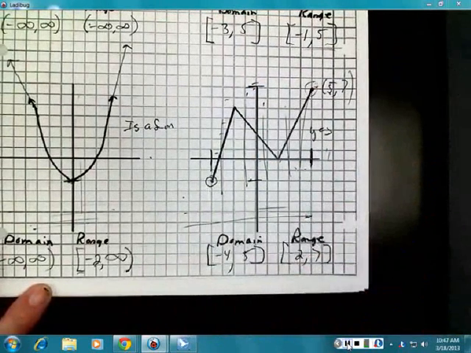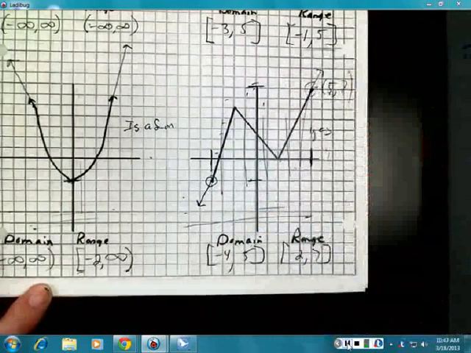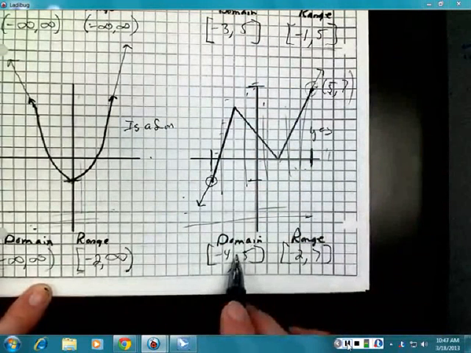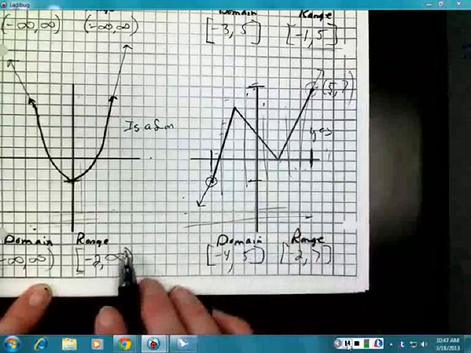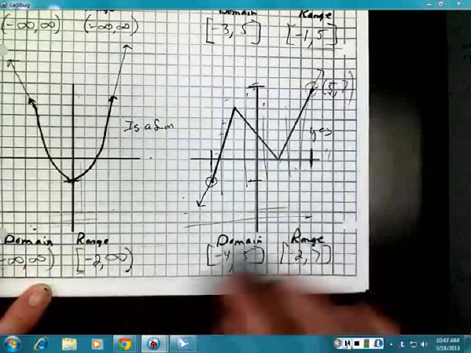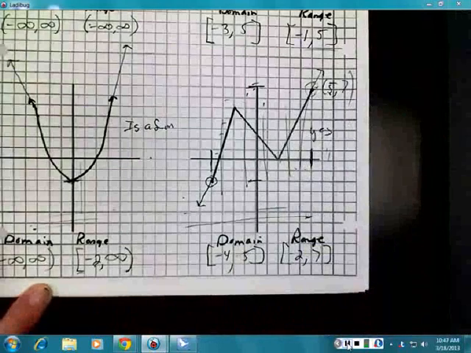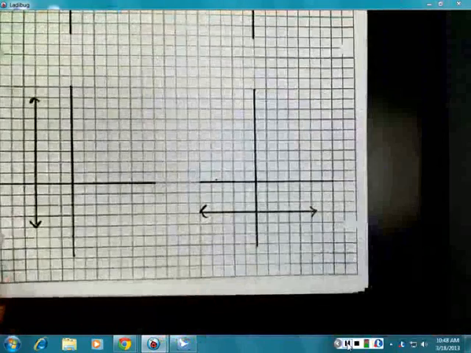Now, if this had a continuation on it with arrows, how would that change things? Then my domain would be negative infinity to positive infinity, because it never ends, and my range would also be negative infinity to positive infinity. So arrows mean it goes on indefinitely. What if we took a look at these guys?